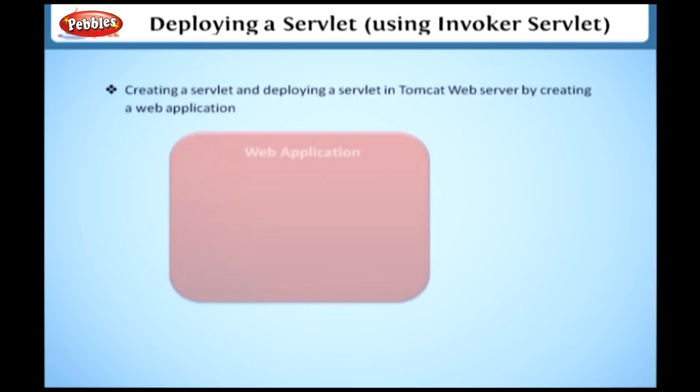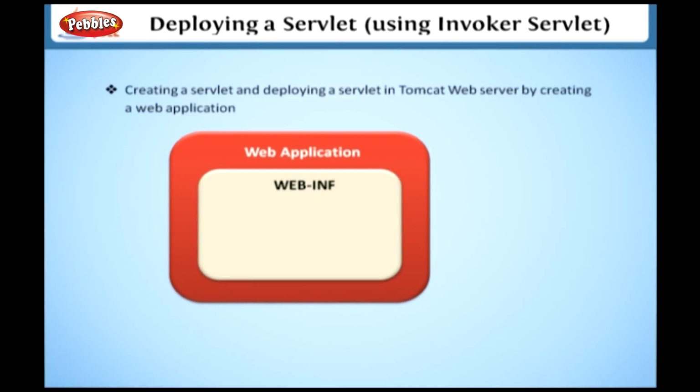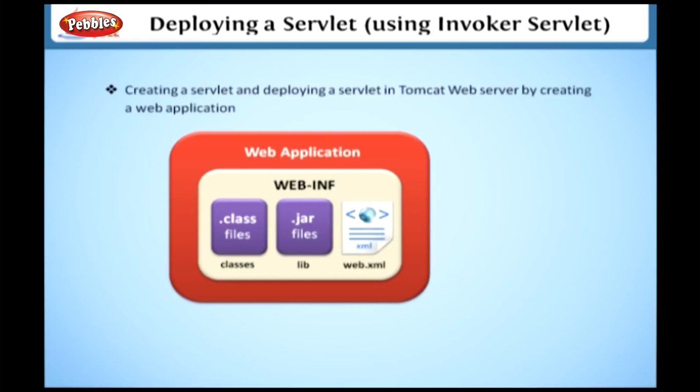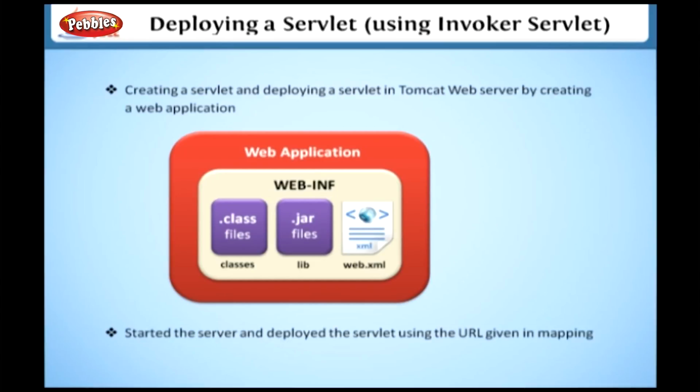In the previous lesson, first we created a web application. Afterwards, we placed the directory named WEB-INF inside the web application directory. WEB-INF directory contains two subdirectories, namely classes and lib, and a file named web.xml, which is a deployment descriptor. Afterwards, we compiled the servlet class using the Java compiler and placed the class file in the classes subdirectory present inside the web application directory. Later, we defined the servlet and provided the mapping for the servlet in the deployment descriptor, i.e. the web.xml file. Afterwards, we started the server and deployed the servlet using the path URL given in the mapping element.